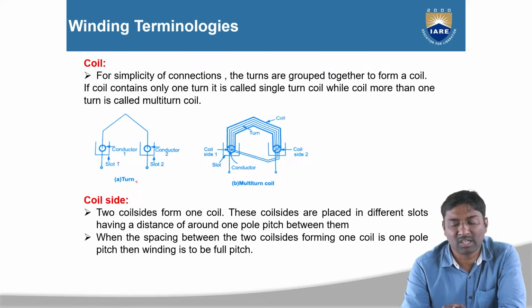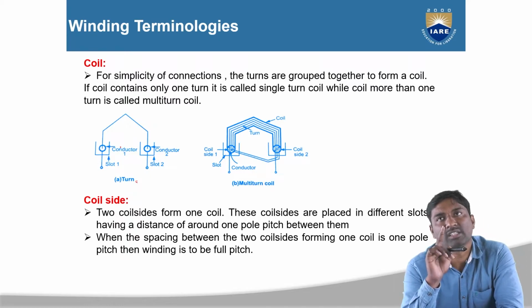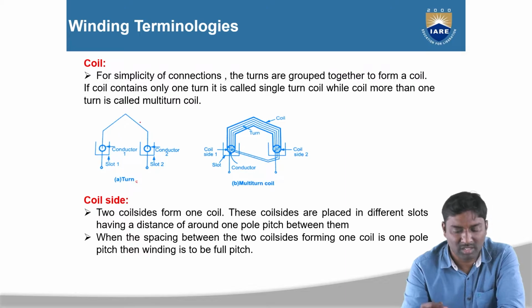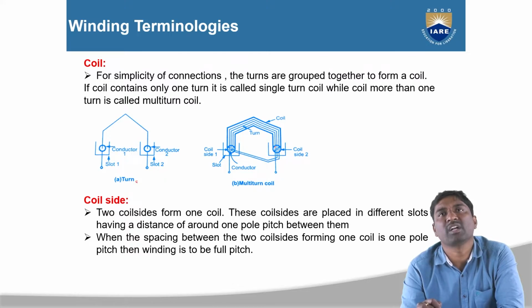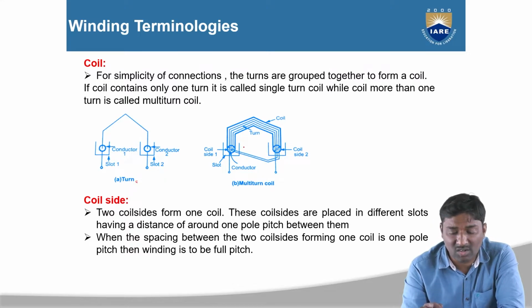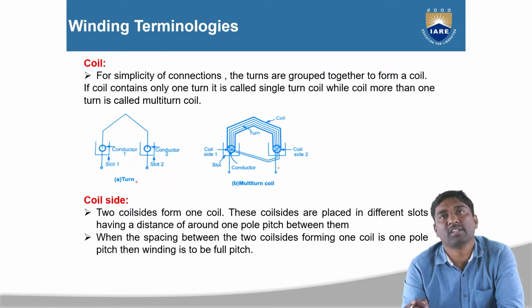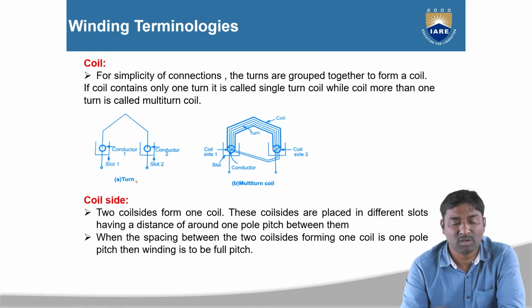In the single turn coil, it contains only one turn, which is why it is called a single turn coil. You can observe only one turn here. But in this case, the number of turns is more than one, so that is why this is called a multi-turn coil. Okay, so this is about the coil.